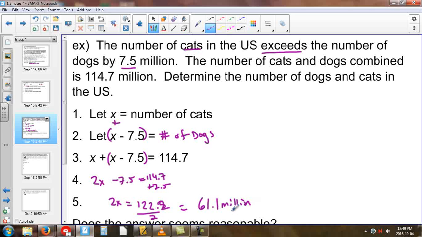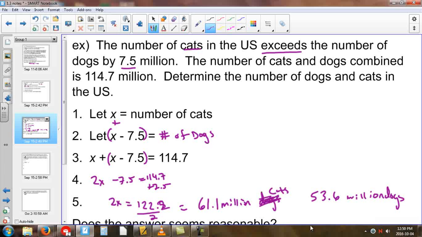And what was x? Well, x was the number of cats. Million dogs. If that's true, well, how many cats were there? Or sorry, that's cats. Cats. And it says that they exceeded the dogs by 7.5 million. So if I take this number and I minus 7.5, I'm going to get 53.6 million dogs. Okay? And so we found the cats, we found the dogs.